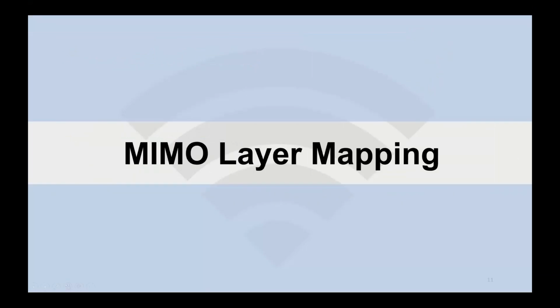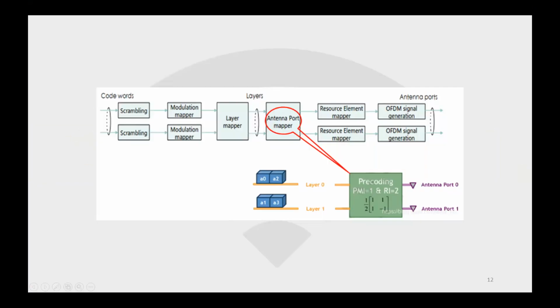And then is MIMO layer mapping. Today what I mainly focus on is these two functional blocks. First is the layer mapping, and second is antenna port mapping. Actually, we can also call this functionality pre-coding.